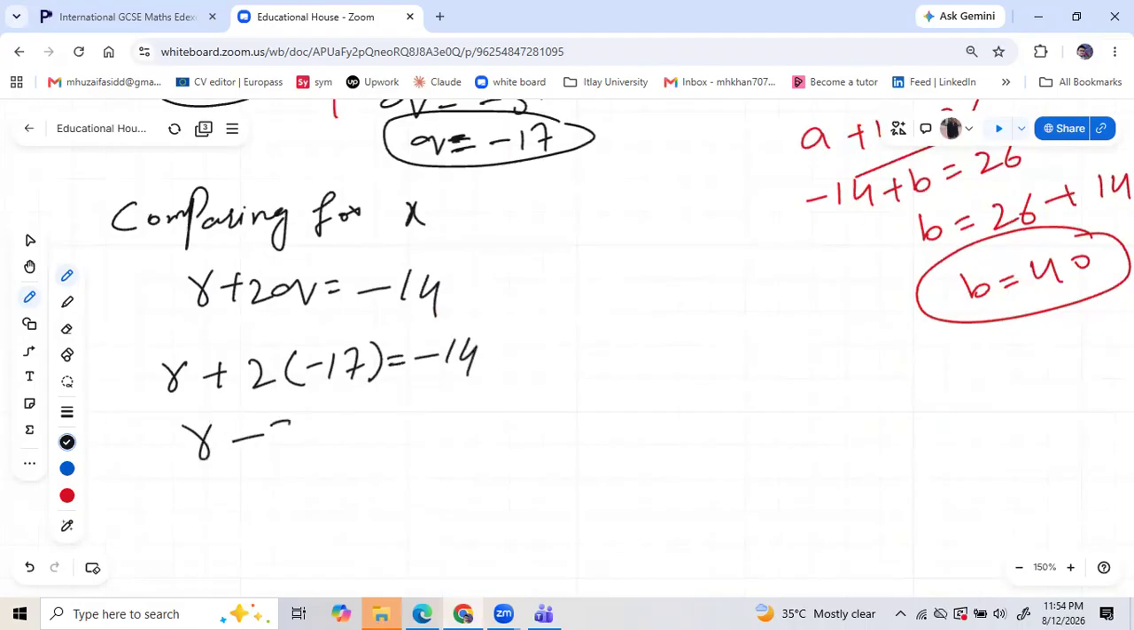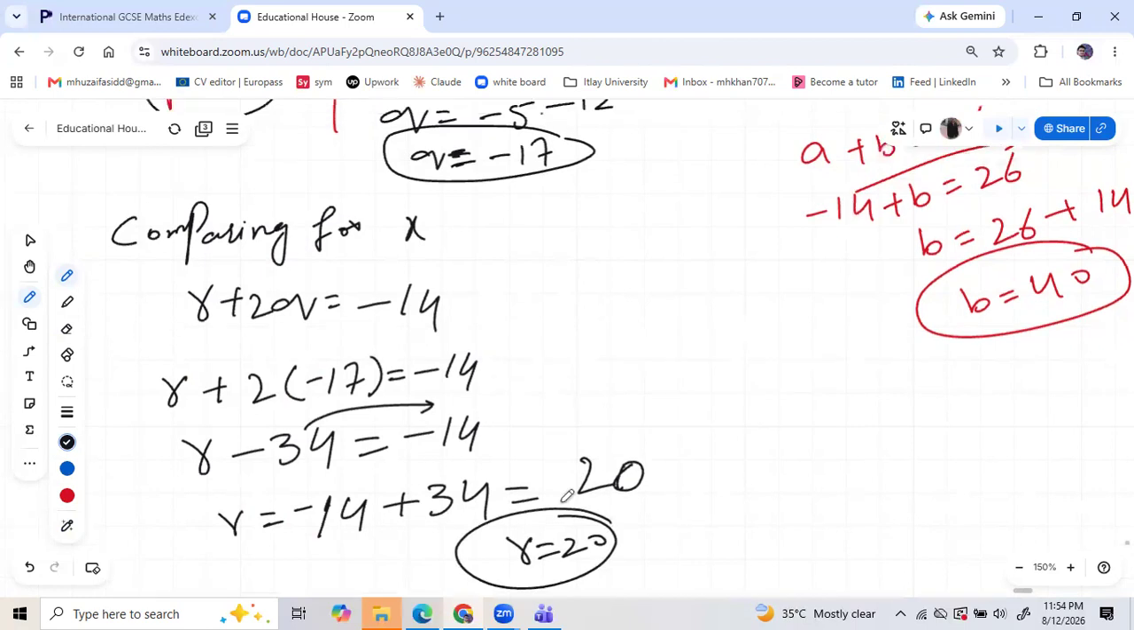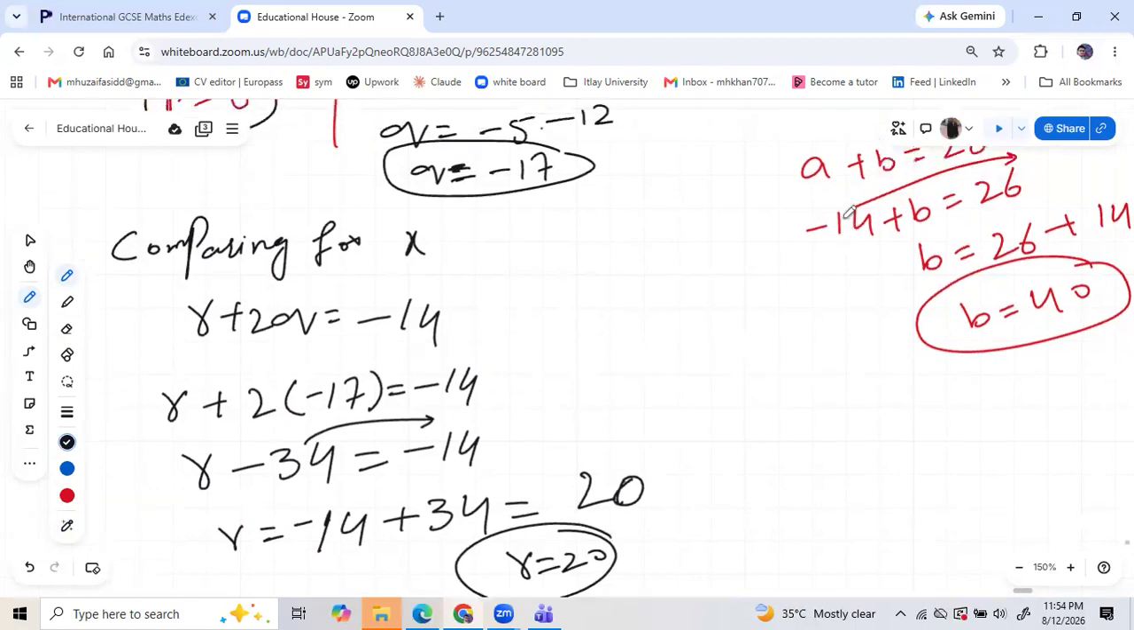So r is equal to what? This is minus 34 is equal to minus of 14. So r is equal to minus of 14, and minus 34 is going to the other side. This is the plus of 34. So this is r, and this is equal to 20. So our r is equal to 20. Got it?